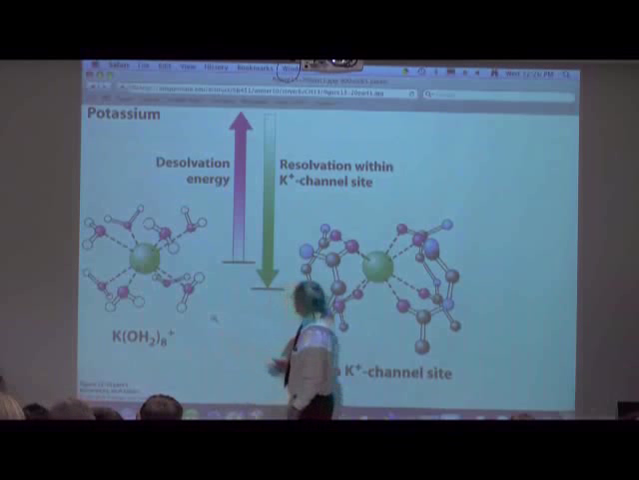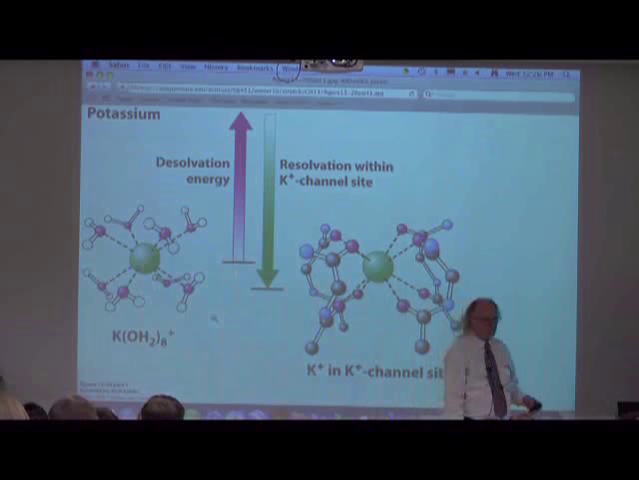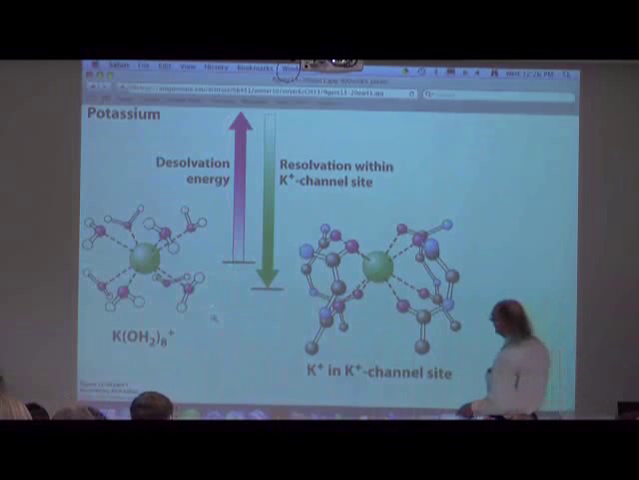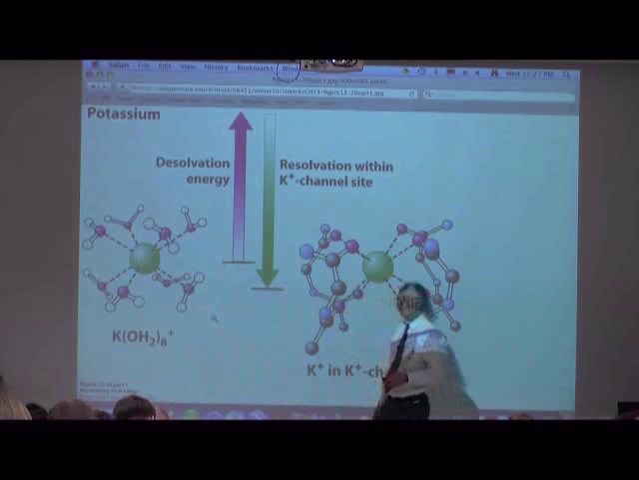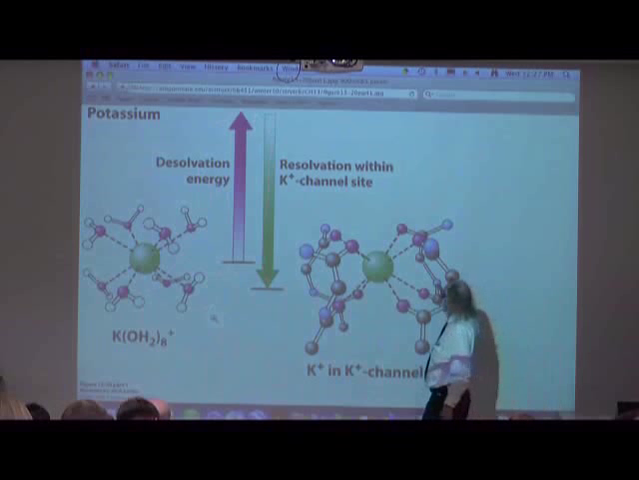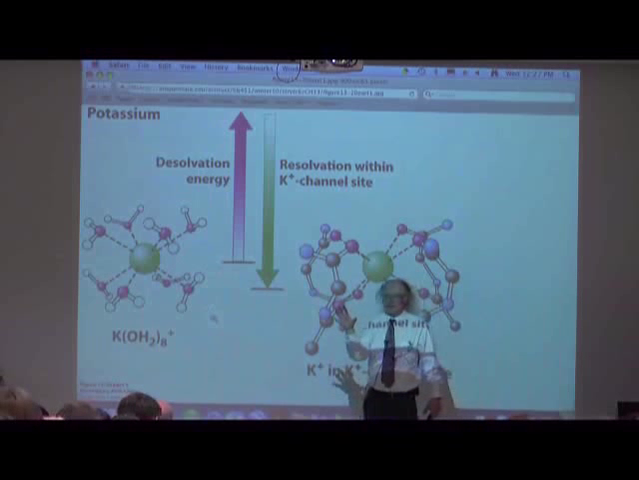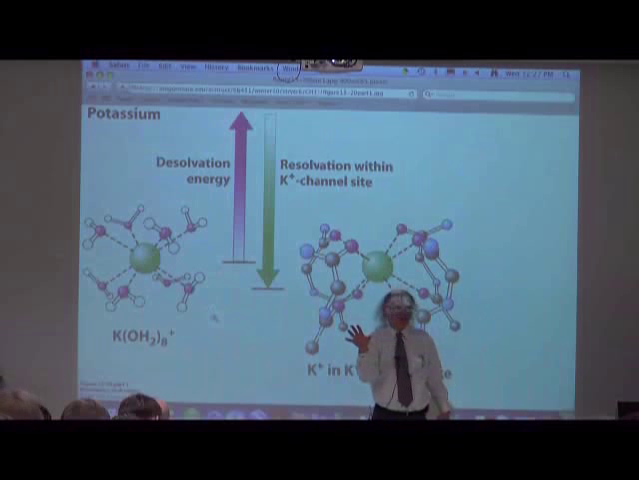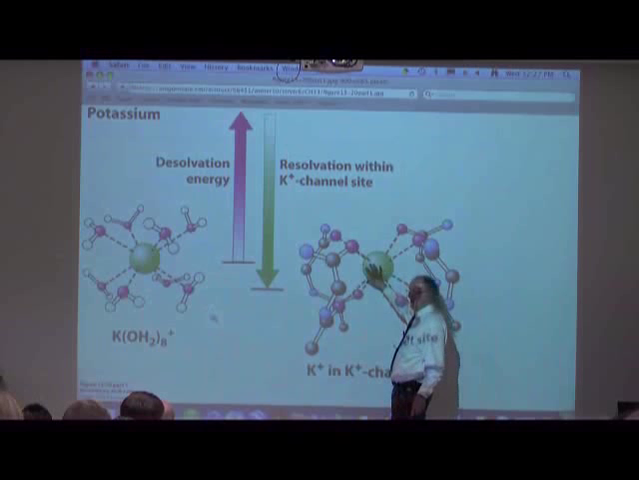With me? That takes energy. It's called desolvation energy. There's a certain amount of energy that it takes to pull those waters off so that potassium can go sliding through that channel. As this guy is passing through the channel, there are water molecules positioned to now come back and reattach to the potassium ion. And they're positioned just right. The glove fits. This gives energy to this guy as it's making its way through.